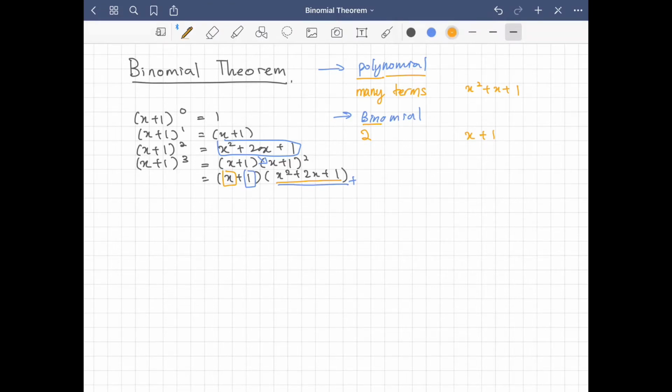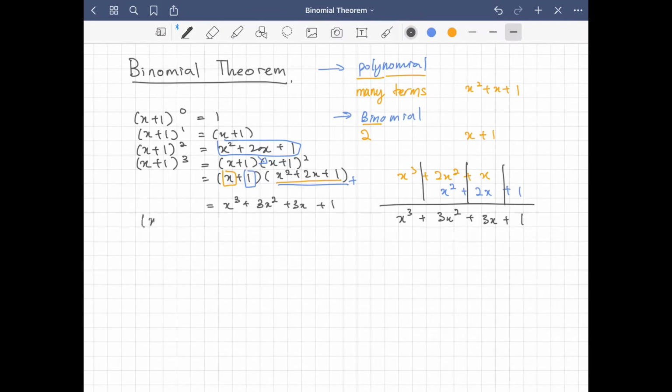It's getting a bit longer, so I just write the right hand side. Here the orange term is x cubed plus 2x squared plus x. And the blue term is x squared plus 2x plus 1. As a reminder, I move it backward a bit to make the terms align. It's easier for us to add together. So the final answer is 1 plus 3x plus 3x squared plus x cubed. And this is the answer for x plus 1 to the power of 3.